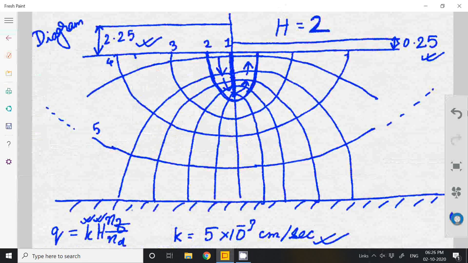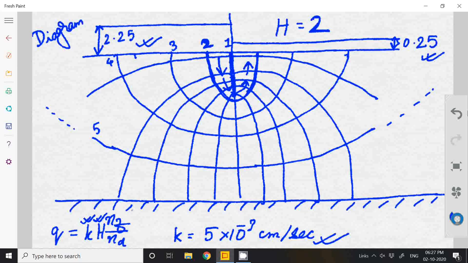A particle of water just in contact with the sheet pile on the left will pass along the surface of the sheet pile and move to the right side. It will be totally in touch with the surface of the sheet pile. So that will be the first flow line. This will be the second flow line, and the other flow lines are already distinctly known to us.